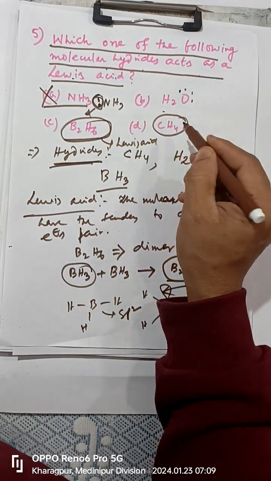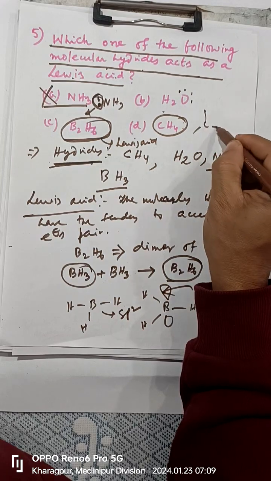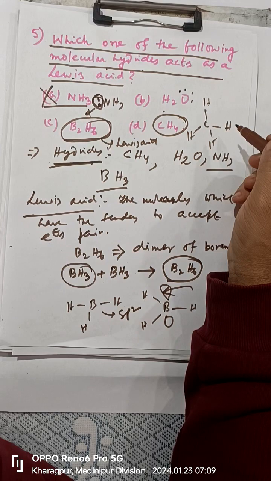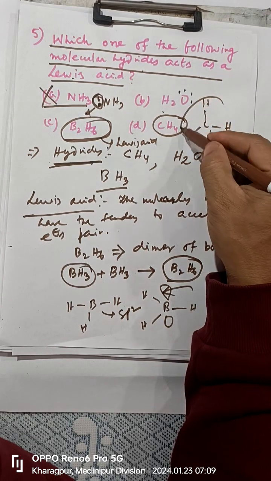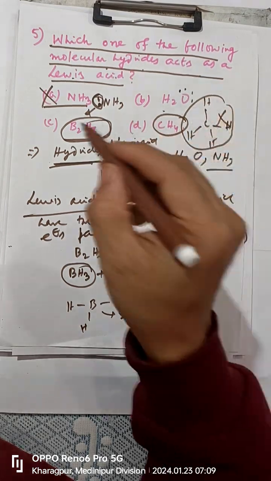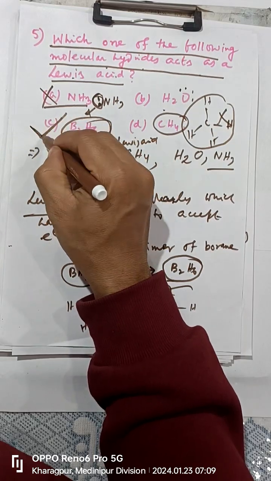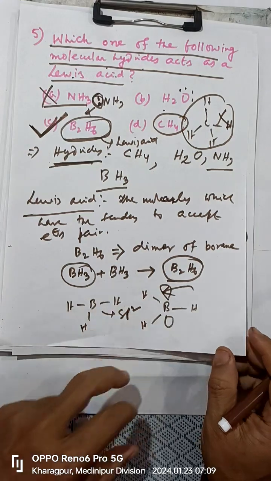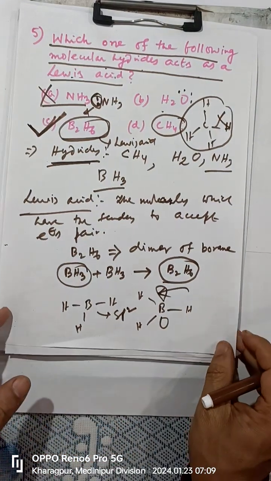So what about the methane molecule? In methane, all the valencies are satisfied and carbon doesn't have any vacant d or p orbitals, so it will never act as a Lewis acid. So the correct choice will be B2H6, which is known as diborane. So this is a very interesting question.